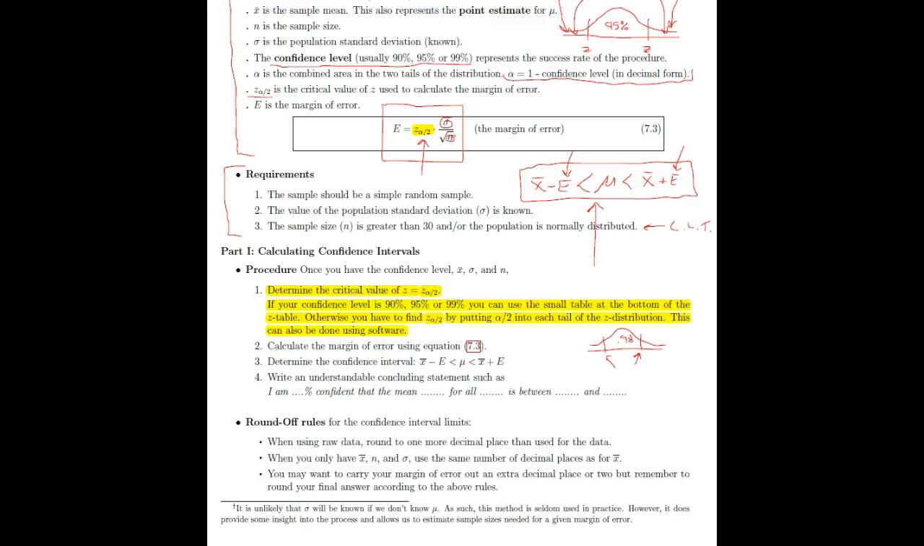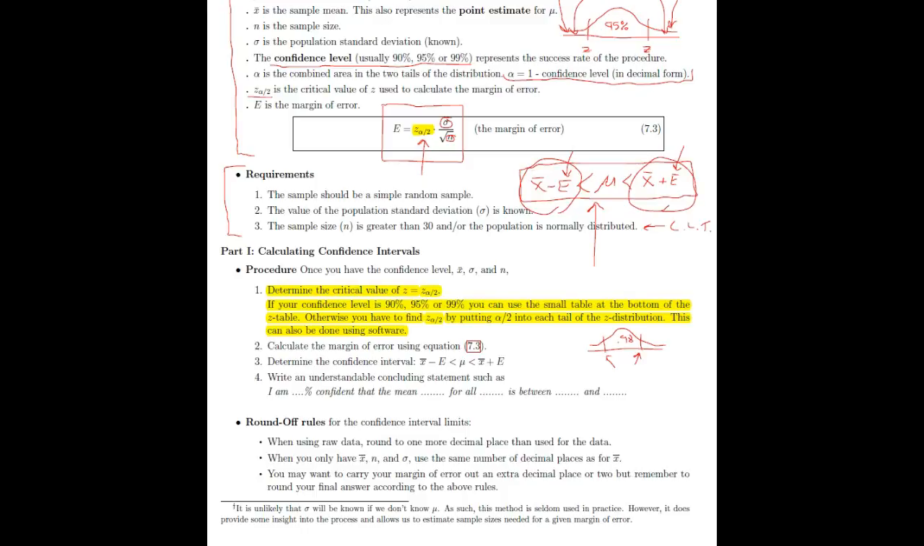And then lastly, you're going to want to do step 4, which is write an understandable concluding statement. So something like, I am 95% confident that the mean, whatever your variable is, like maybe the mean IQ for all, whatever your population is, maybe like North Shore Community College students, is between whatever two values you get as your endpoints of your confidence interval.